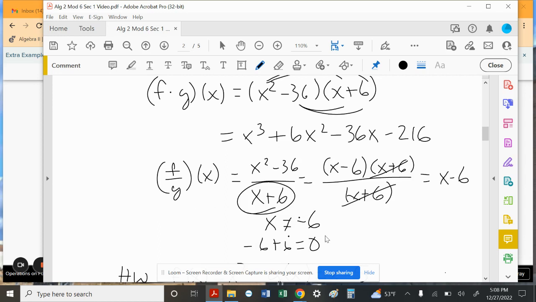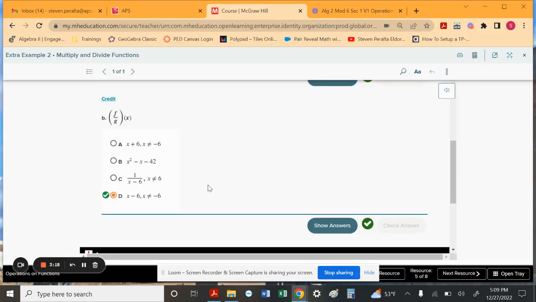So when we're looking at these restrictions in the domain, we have to look at the original problem and figure out what those restrictions are before we cancel things out. So keep that in mind when you are going through this problem. So that's why that one worked out that way.